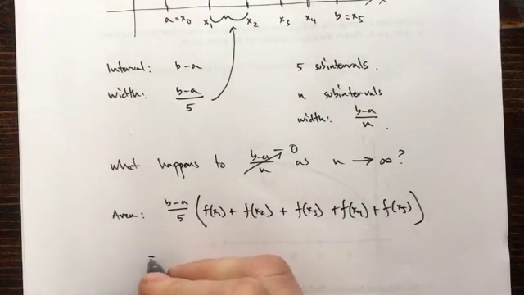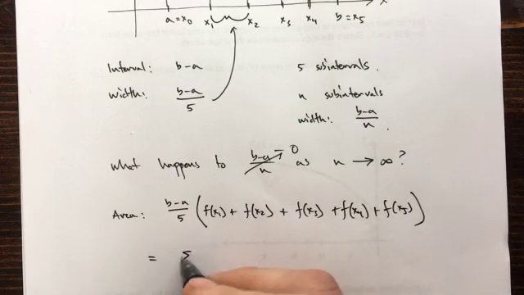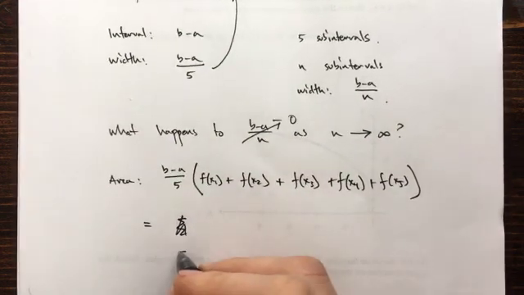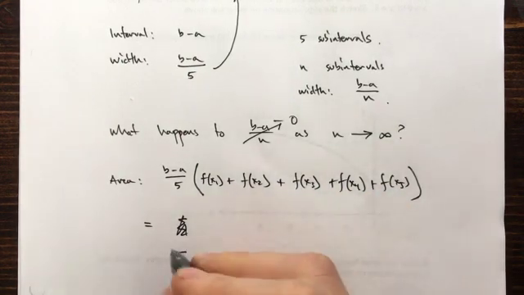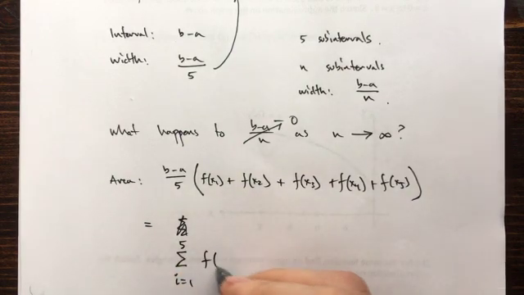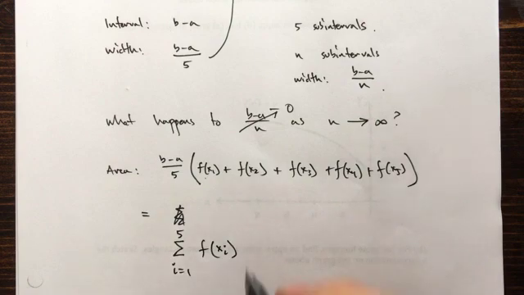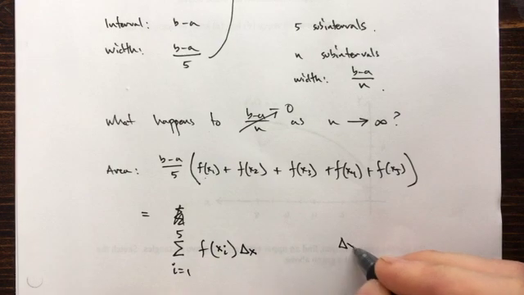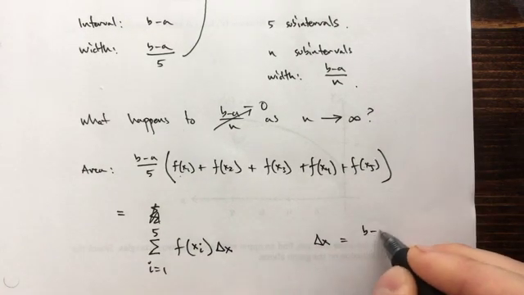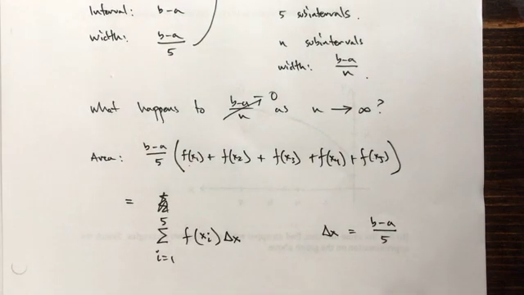So a lot of times how we could write this, since it's a sum, is to write the sum from i equals 1 to 5 of f of x sub i, right? So that is these all added together, and each one of those is multiplied by delta x, where delta x is just that, basically b minus a over 5. In other words, the width, the change in x.